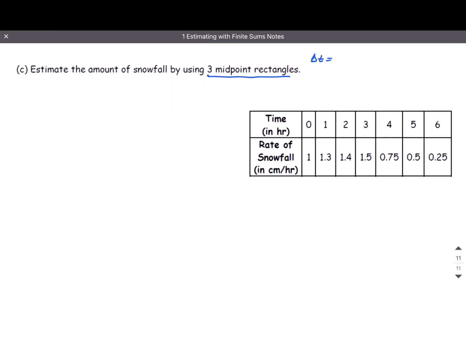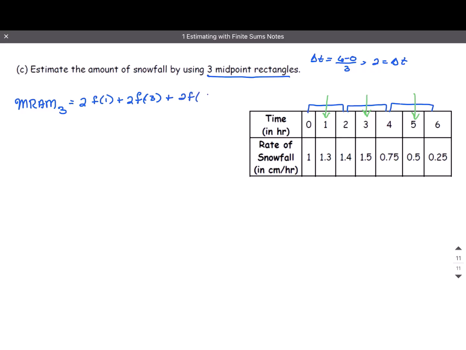So again, we're still using 3, which means our delta t is still 2. However, we're doing an MRAM, which means we're going to use the 1 to find the height, the 3 to find the height, and the 5 to find the height. Okay, so our MRAM sub 3 is going to be our delta t, 2, times f of, in the middle of 0 and 2 is 1, plus then our delta t is 2 from 2 to 4, and 3 is the midpoint, so we do f of 3, plus from 4 to 6, the base is 2, and the midpoint of 4 and 6 is 5.